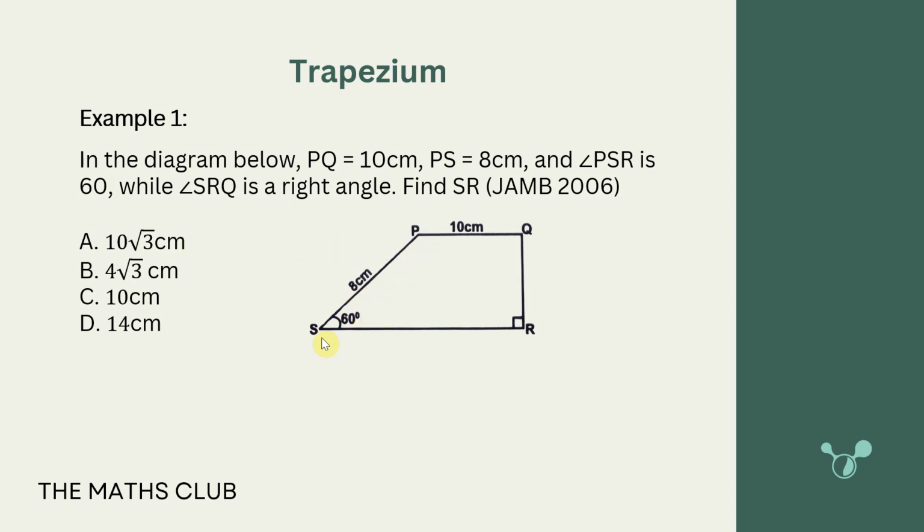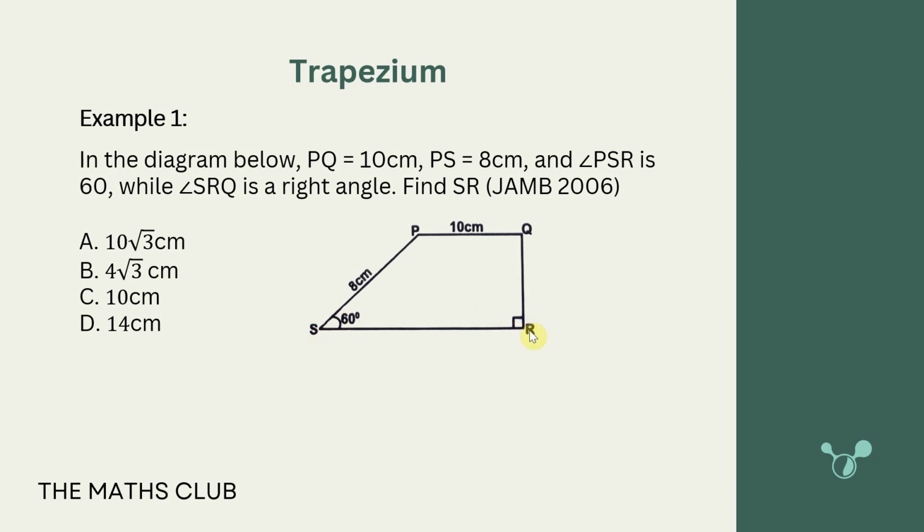While SRQ is a right angle. So this is a type of what trapezium? Great, right angle trapezium. A right trapezium. Then find SR, find the length of SR. We're given PQ, we're given PS, we're told that this angle is 60 degrees, and we should find the length of SR.